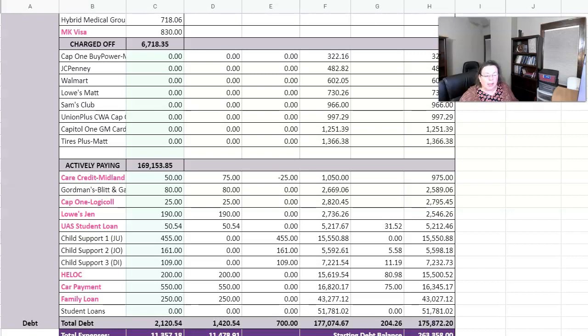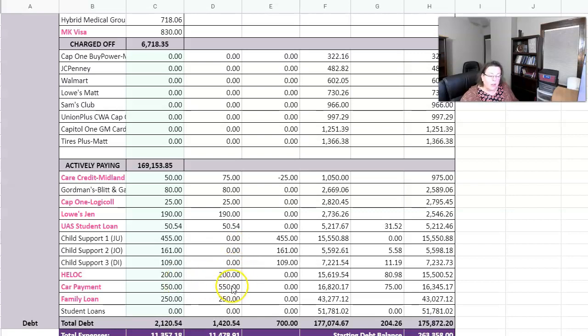Next up is our actively paying section, and we have $169,153 remaining for that at the end of the month. And you can see here we have a mix of different types of debts that are listed here. So I'll just go through and show what we paid. So we paid $75 to Care Credit, $80 to Gordman's card, $25 to a Capital One card, $190 to a Lowe's card, $50 to a private student loan, nothing to child support because they could not get this squared away. We do have confirmation it's starting again in March, thank goodness, because we are ready to get this going again.